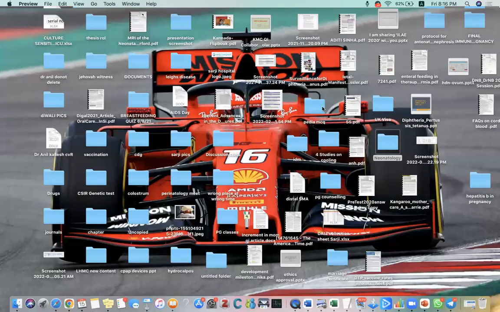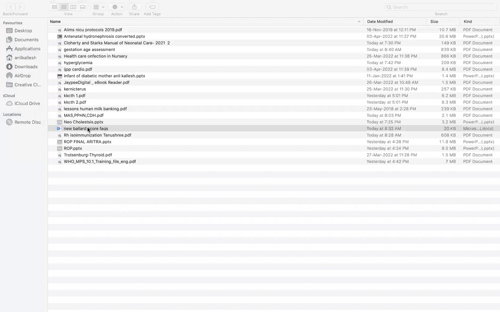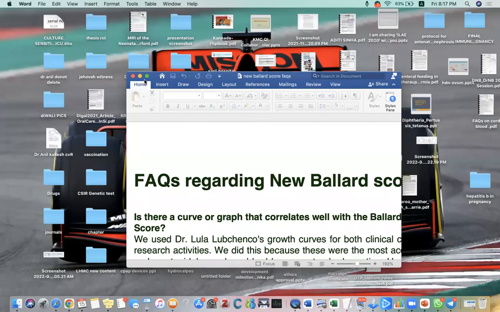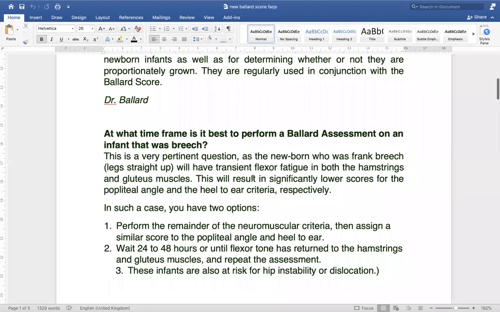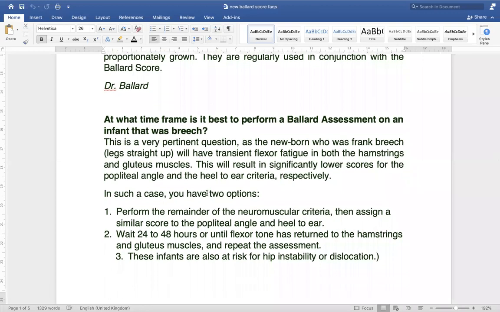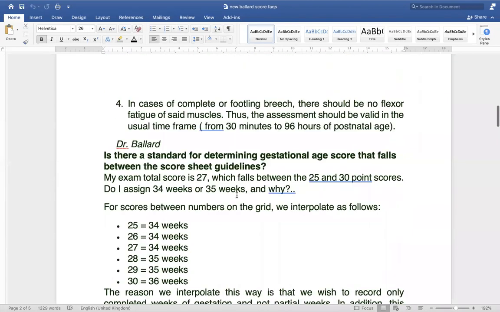So you just have to write the names of the gestational age. Some of the things you should know about the Ballard score: this is from an interview given by Ballard himself. So when should you do the Ballard scoring system? What is the ideal age when you should do it?